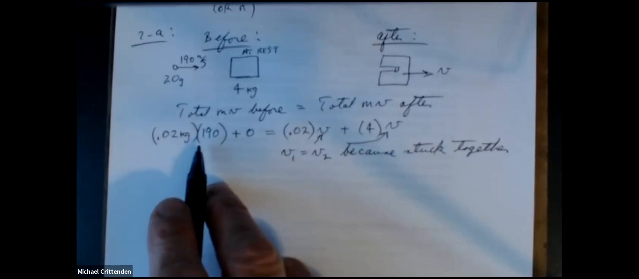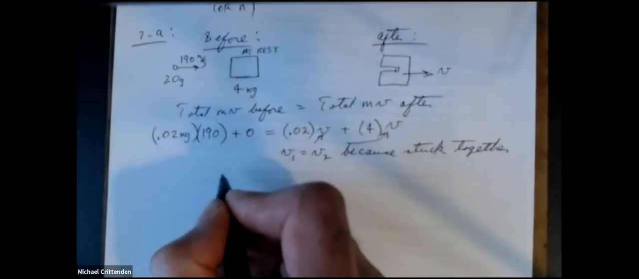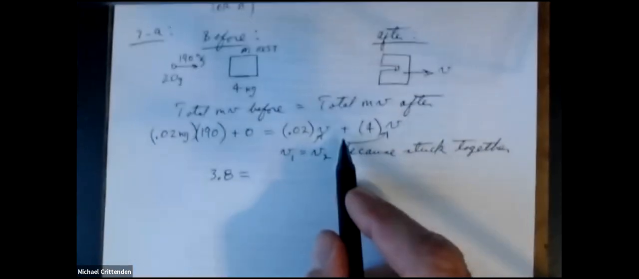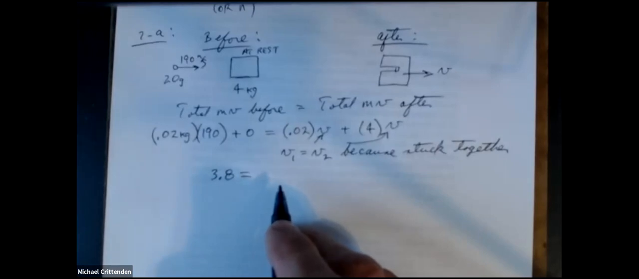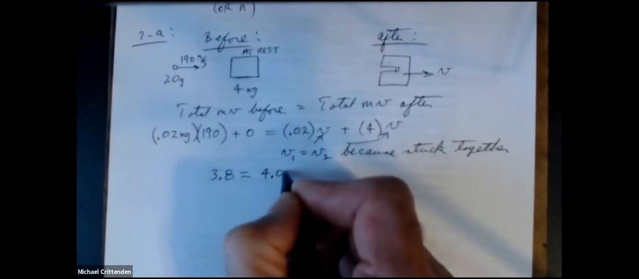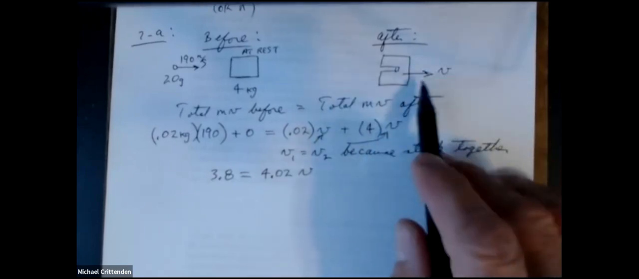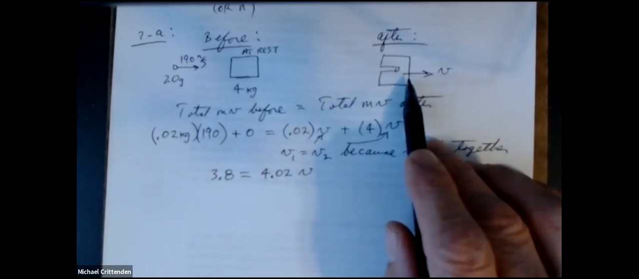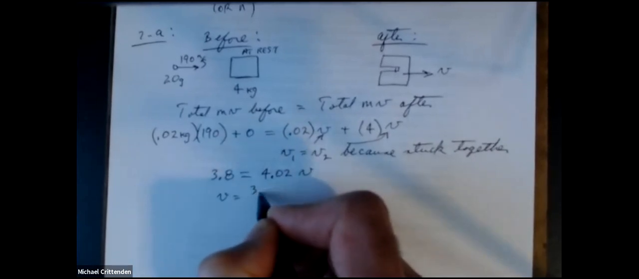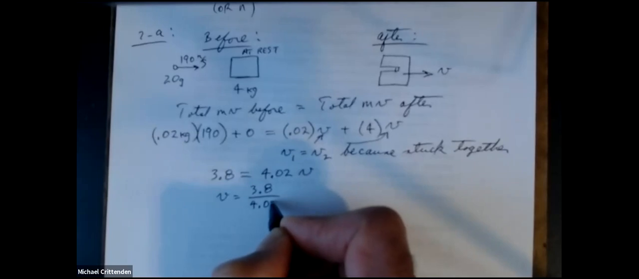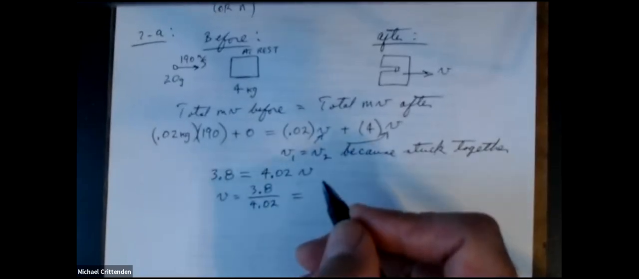So over here, 190 times 0.02 is 3.8. Over here, you can factor out the v with the distributive property, and you get 4.02 times v. Or maybe the easier way to look at it, I was just trying to be general in the way I set it up, but in this particular example, the bullet and the block have effectively merged and become a single object whose mass is 4.02 kilograms. Anyhow, finishing the math, 0.945.